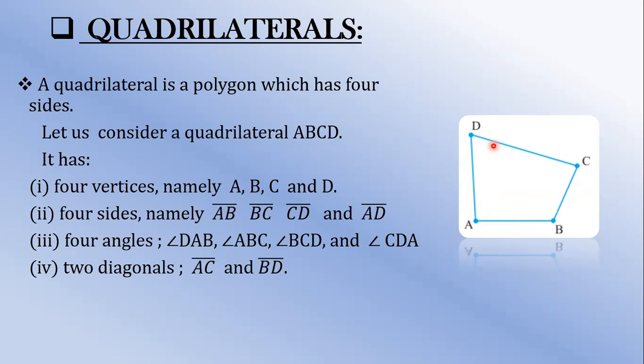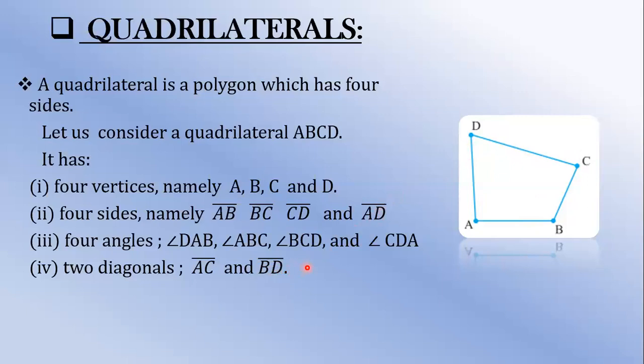And also it has 4 angles. Which are the angles? We can name an angle in 2 different ways, either by using 3 letters or with a single letter. I have taken the 3 letters. Here angle DAB, that is one angle. Second, angle ABC. Third, angle BCD. And the fourth angle is angle CDA. So a quadrilateral has 4 angles. If we are using a single letter, we can name them as angle A, angle B, angle C, and angle D.